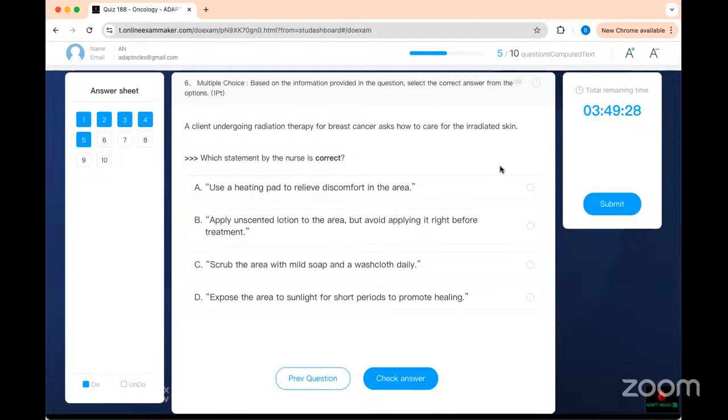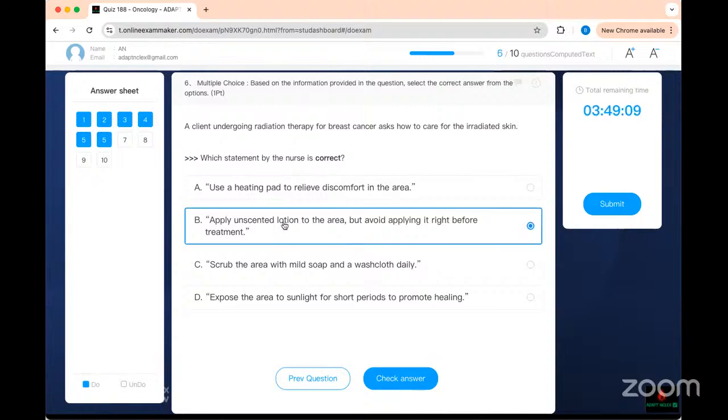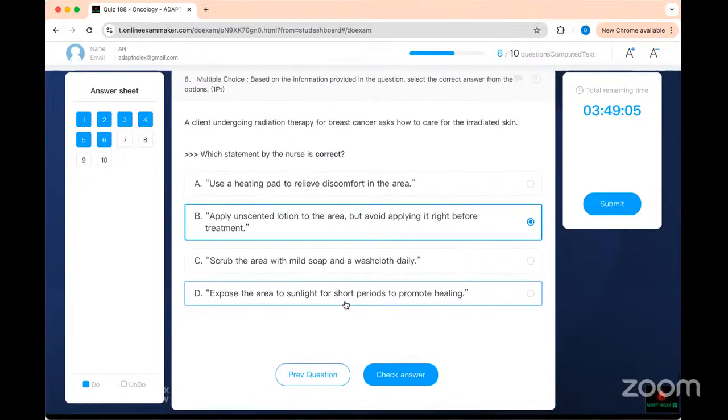Expose the area to sunlight for a short period to promote healing. You should never expose that area to sunlight. It will worsen it. You should never put a heating pad on it. It's going to make it worse. You should not scrub it, right? You gently let the water and soap run on it. You can apply lotion, unscented lotion, but not before you undergo therapy. So that is the key. That is that question. Those are radiation therapy questions.